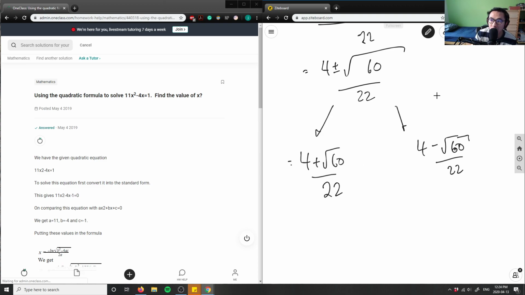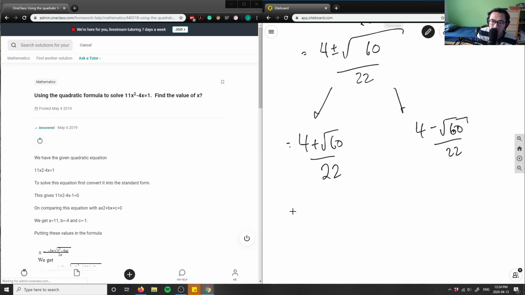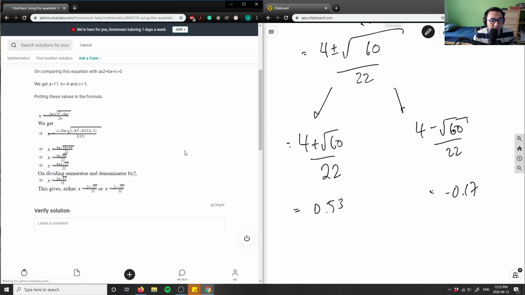I could plug this into my calculator to get a decimal. I can do that for you. So again, these are my solutions. It's 4 plus root 60 over 22, which would be 0.53, and the other one would be negative 0.17. So these are the 2 roots, and that's going to be our final answer for this question.